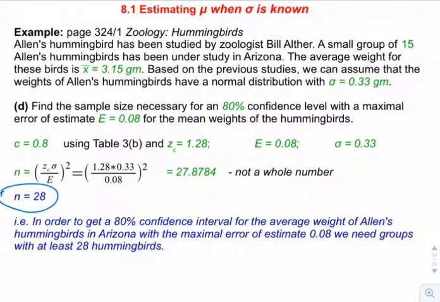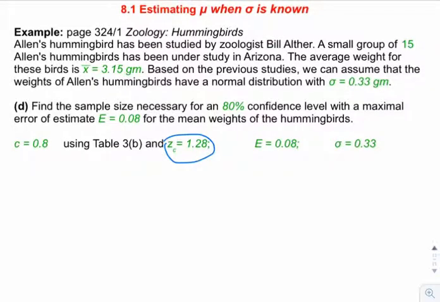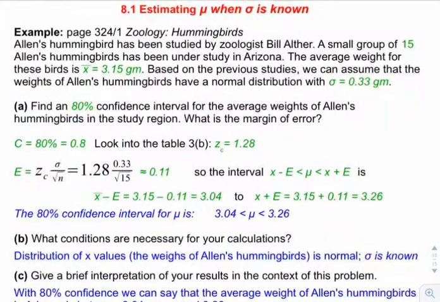So what is this part D showing us? That in order to get that 80% confidence interval for the average weight of the hummingbirds to be only 0.08, we need a sample size of at least 28. And we could have guessed that it was going to be more. Previously we had a sample size of 15. And let's look at what our error was. Going back up here, our error previously was 0.11. Much bigger than the 0.08 that we're aiming for now.